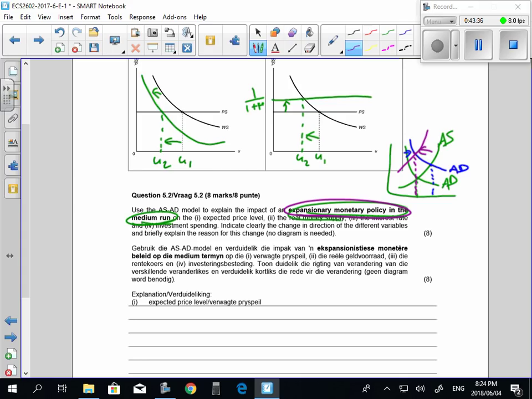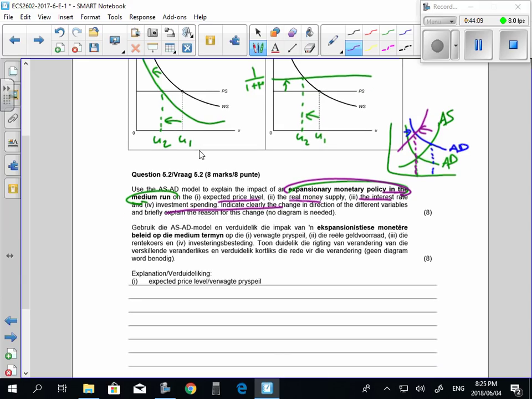Okay. So remember, in the monetary policy, we would have started with the financial market, goods market, labor market. But that's in the short run. Then in the medium run, they only want the labor market and then the financial and goods market. So on the expected price level, real money supply, interest rates, all of those different variables. Okay, so firstly, the explanation on the expected price level.